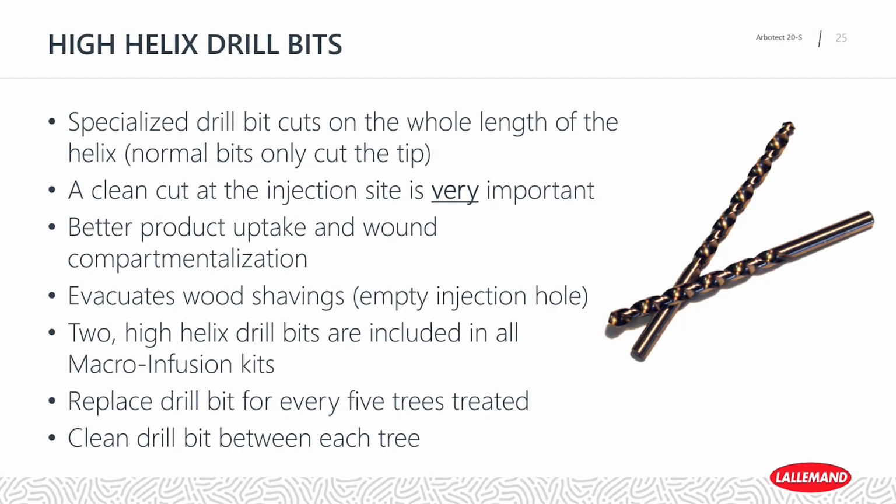Now, the drill bits that we want to use are high helix drill bits, 15/64 of an inch, which is kind of the standard for tree injections. Sharp on both sides of the twist so that they cut in as you're going in, but also as you're coming out. And so this will allow for a nice clean cut, which will give you a better uptake and will allow for better wound compartmentalization. Now, these bits should be sanitized in between each tree with some isopropyl alcohol, just to minimize the risk of spreading the disease in between each tree.